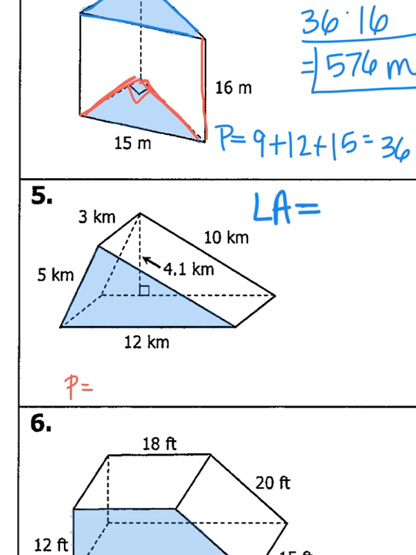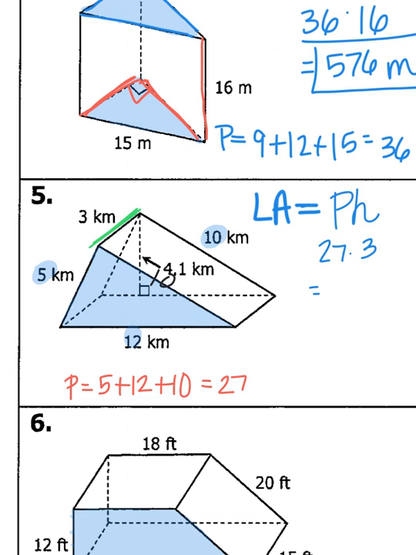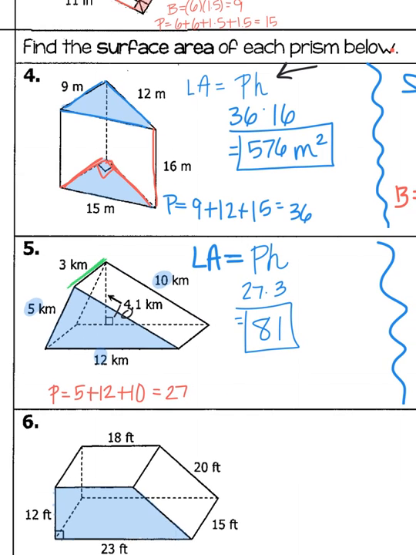All right, so for number 5, I need to find two things for my lateral area, my perimeter and my height. Right, so my perimeter is going to be the perimeter of the triangle because that's my base. So I'm going to take my 5 and add that with my 12 and 10. So you get 27. So my P is 27. And remember that the height is the height of the prism. So that's what's separating my two bases, which is 3. And so for our lateral area, we get 81. And I'm sorry, I should have used my units, squared kilometers.